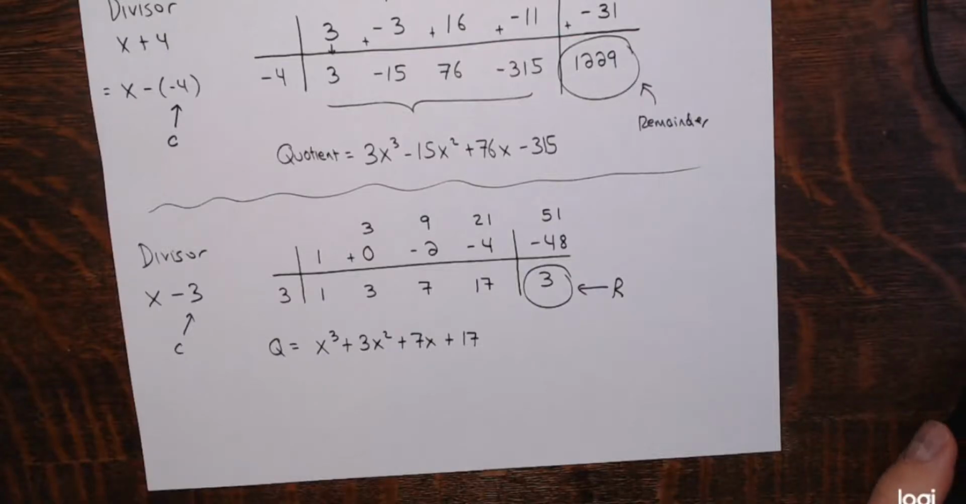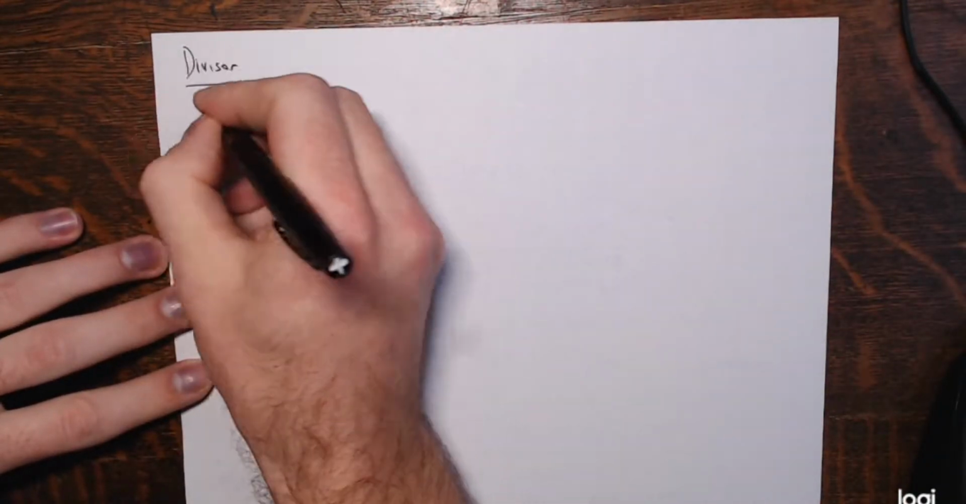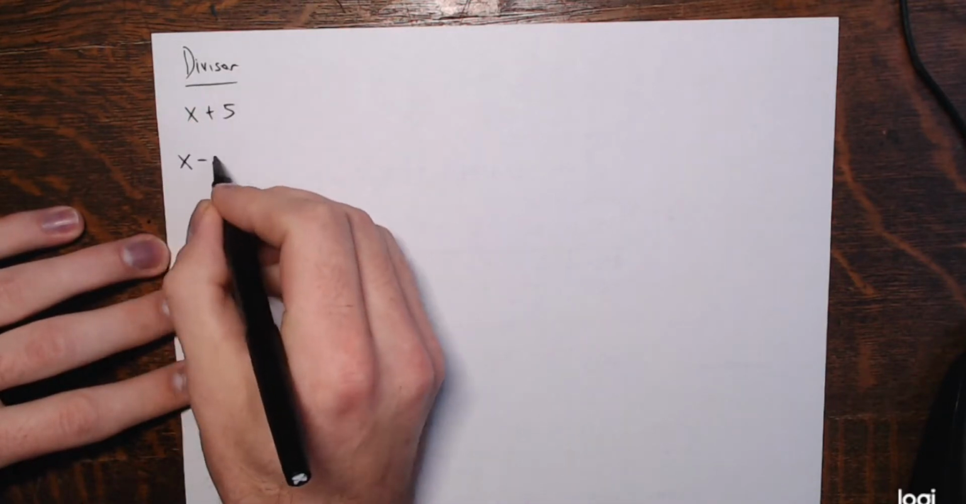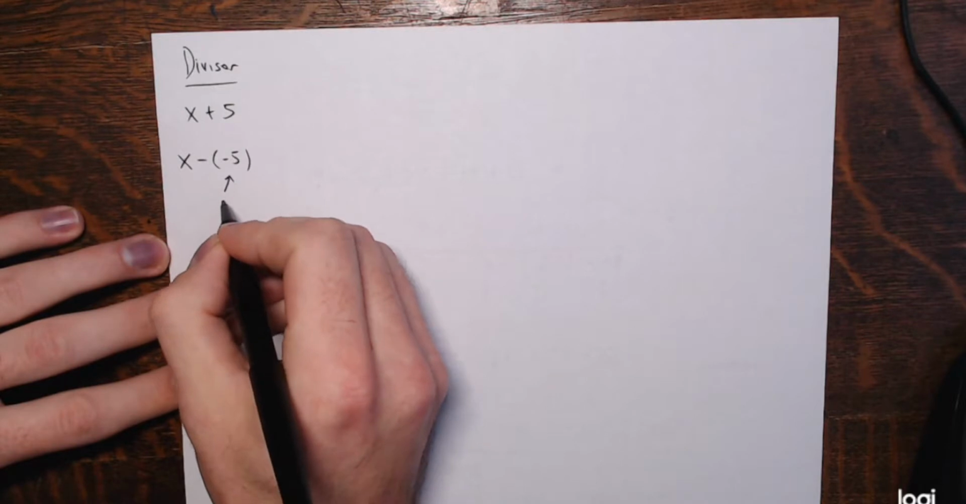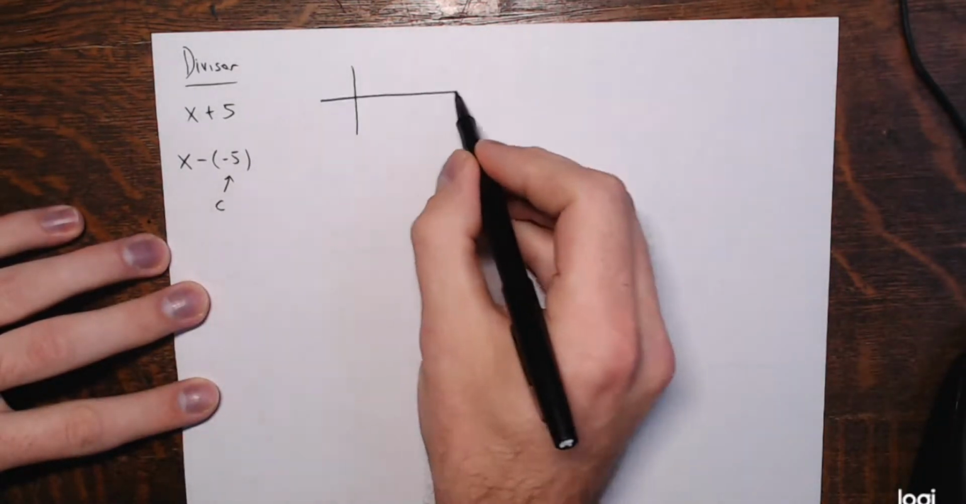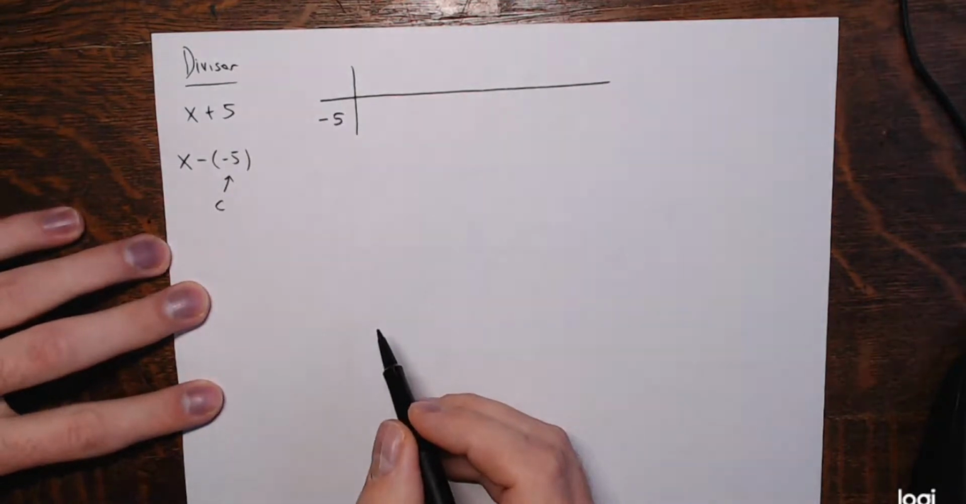All right, so this time the divisor is again a degree 1 with a lead coefficient of 1. It's x plus 5, which is the same thing as x minus negative 5, right? So this is the value of c, the negative 5. So that's what I'm going to put here in the lower left corner of my t, my cross.